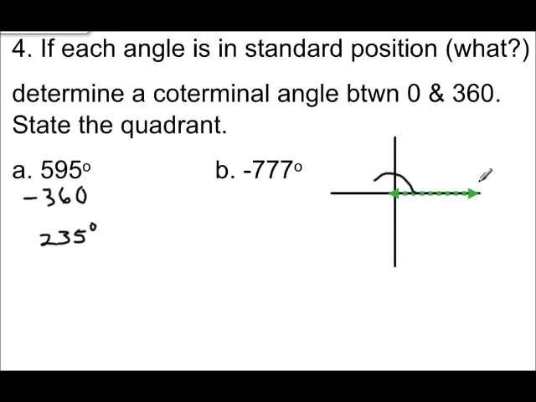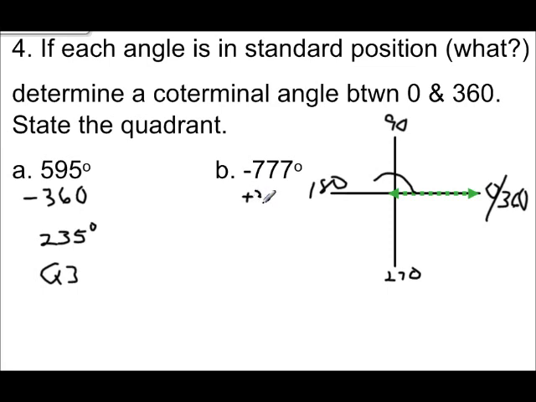And to figure out what quadrant it's in, here's 0 degrees, 90 degrees, 180, 270, and then, if you like, back to the beginning again, which is 360 degrees. So 235 degrees is between 180 and 270, so this is in quadrant 3. Negative 777 degrees. I have no idea what quadrant that's in, but I can find a coterminal angle and then find out. So I would need to add 360.